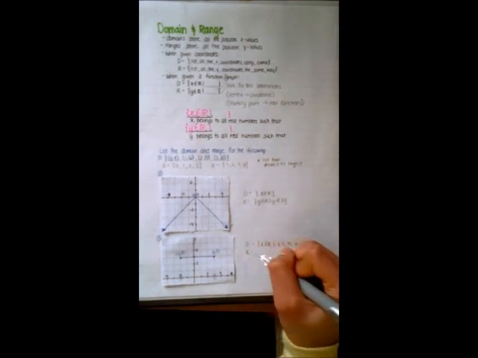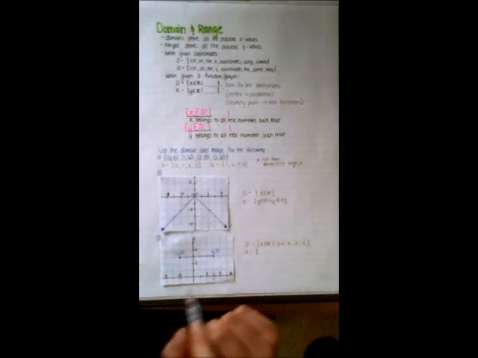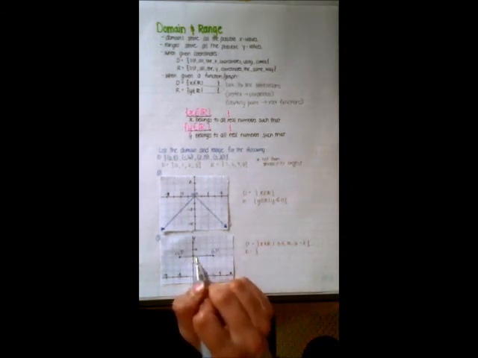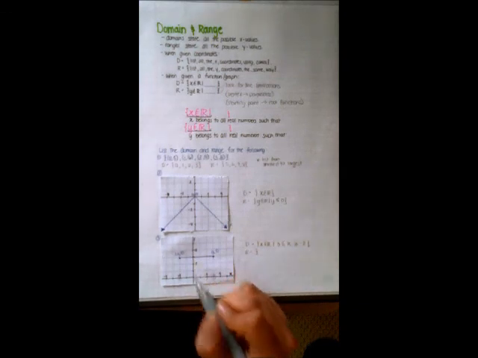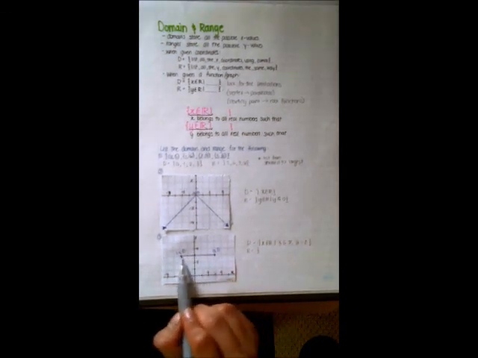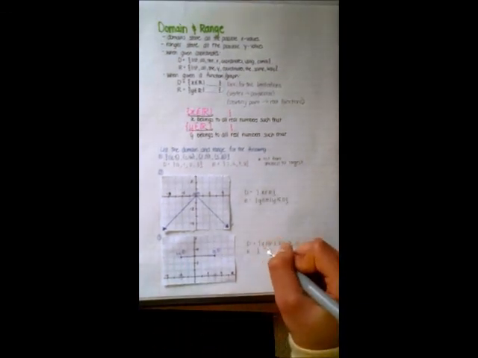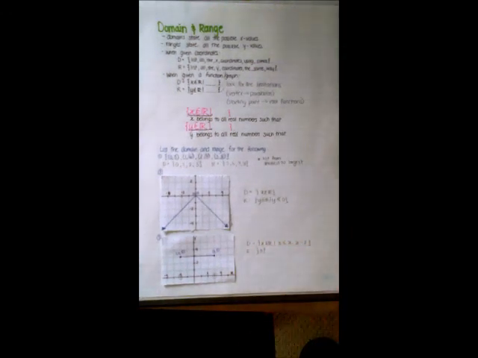And the range would be just 3, because the y value is always going to be 3 since it's a straight line and it does not change. So it's going to be 3. And that's about it.